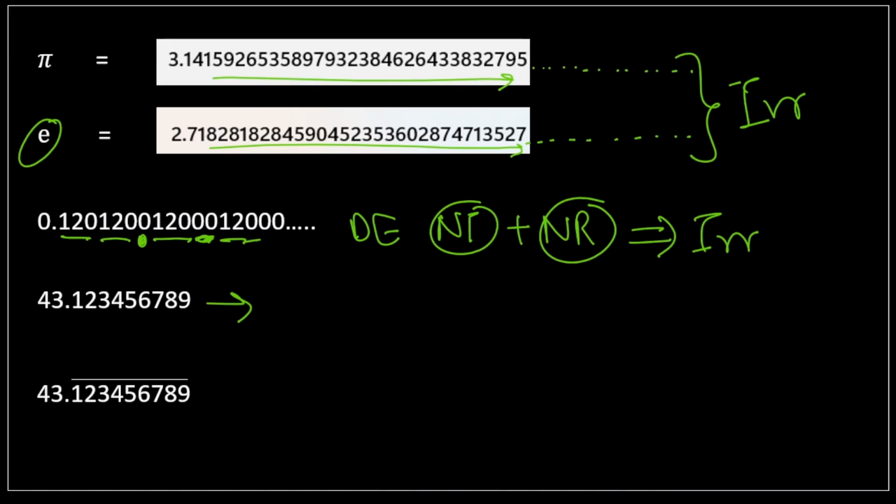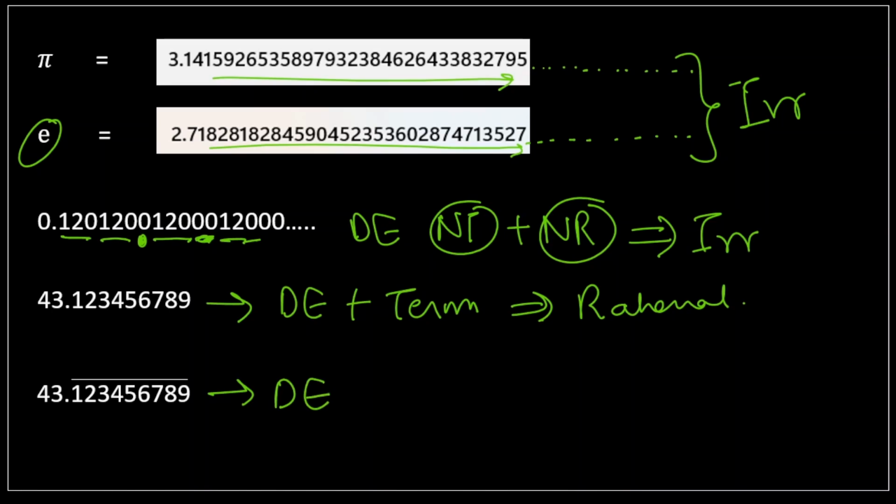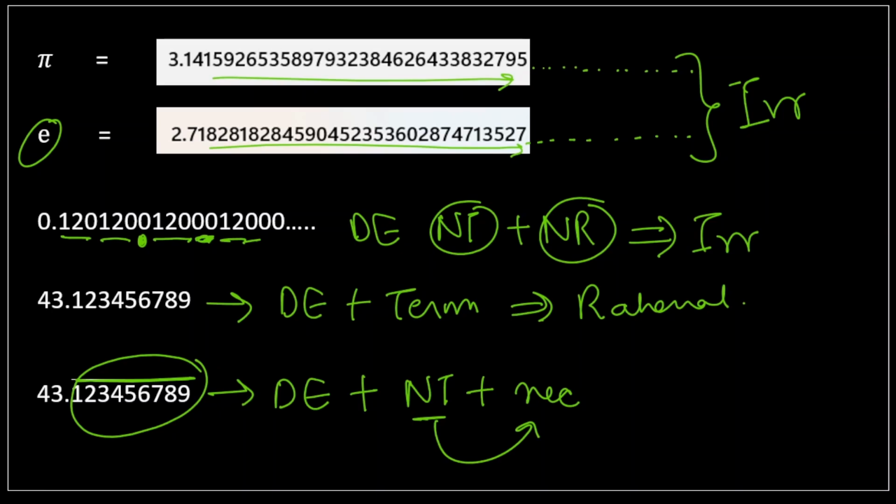Then 43.123456789, is this rational or irrational? It is a decimal expansion and it is terminating, so it is a rational number. Here in this case, it is a decimal expansion, and it is non-terminating, but is it repeating? There is a bar over here, right? So it is recurring. So it is non-terminating, but recurring, so it is a rational number.